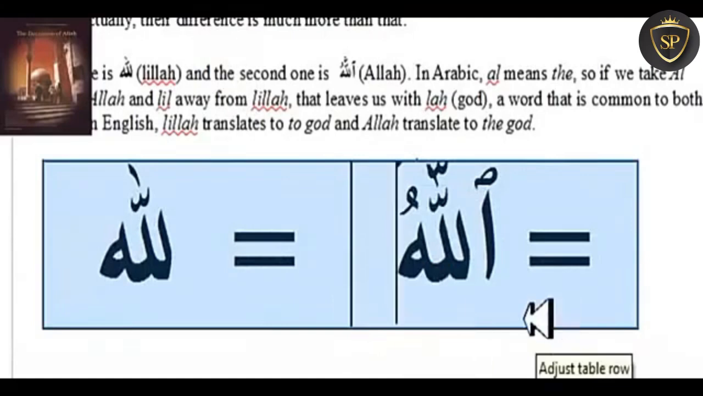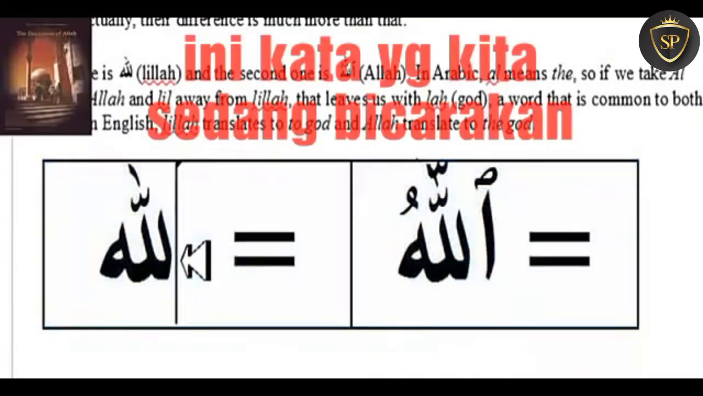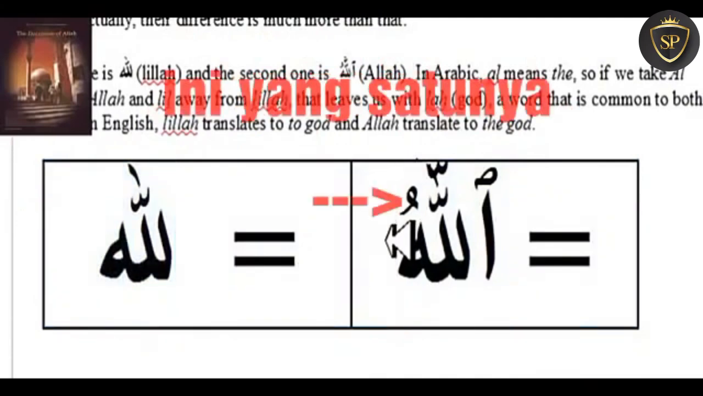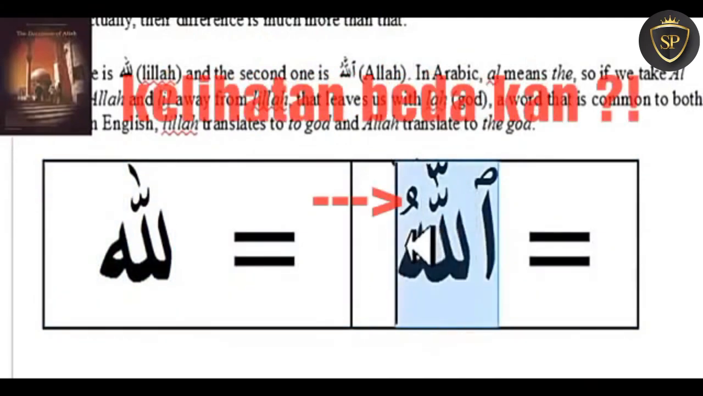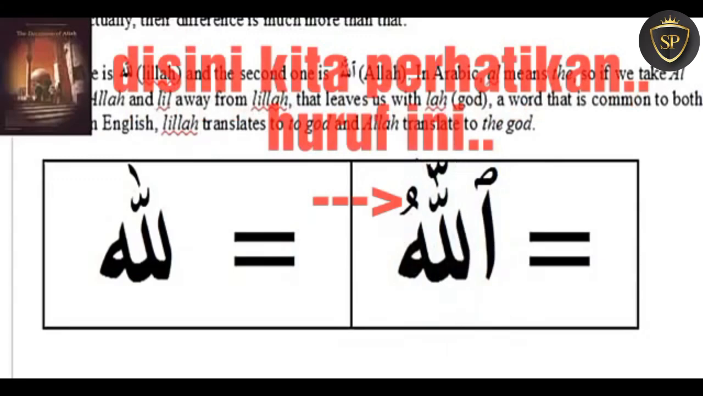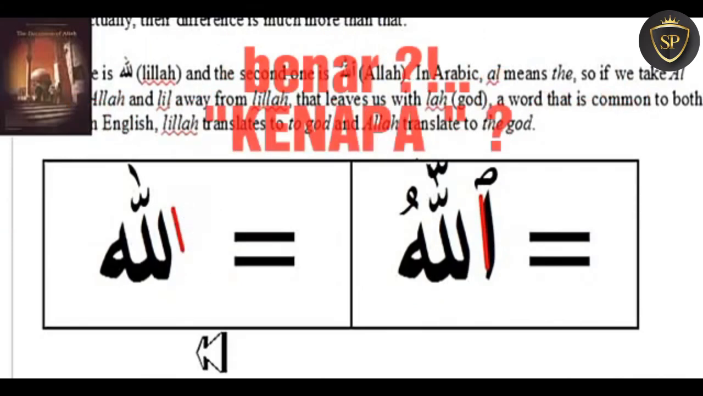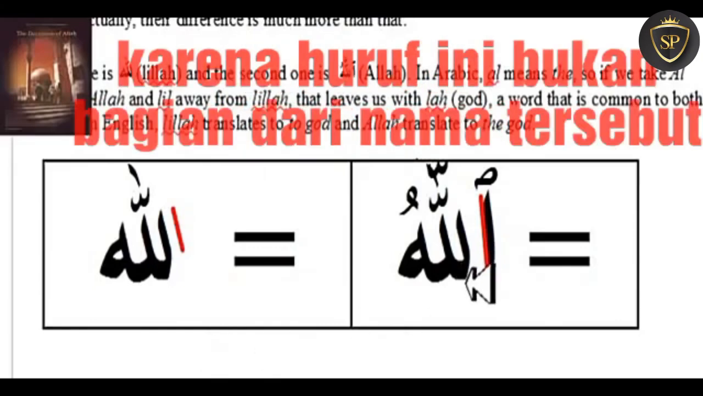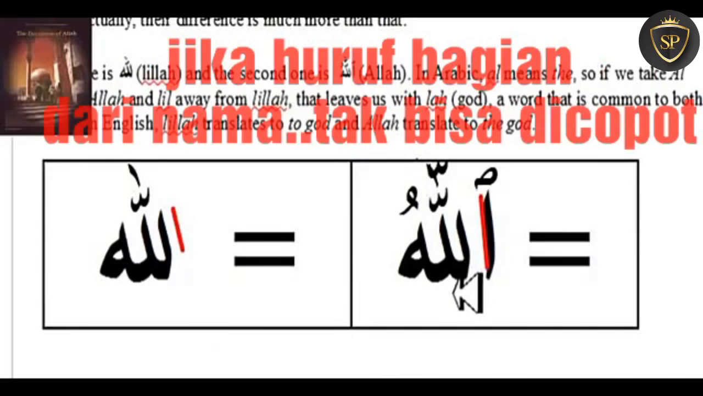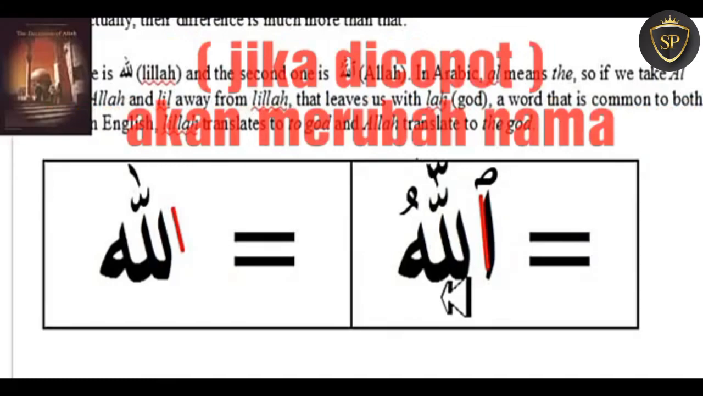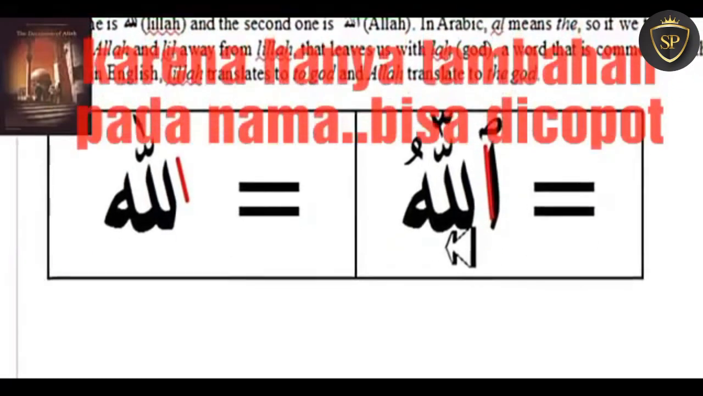Here we go. This is the word we are talking about. This is one, and this is the other one. Now I'm sure you notice the difference, right? In here we notice that this letter A, which is Alif, is not existing here. Correct? Why? Because simply this is not part of the name. If it's part of the name, you cannot take it off, because this will change the name. But because it's additional to the name, then you can take it off.